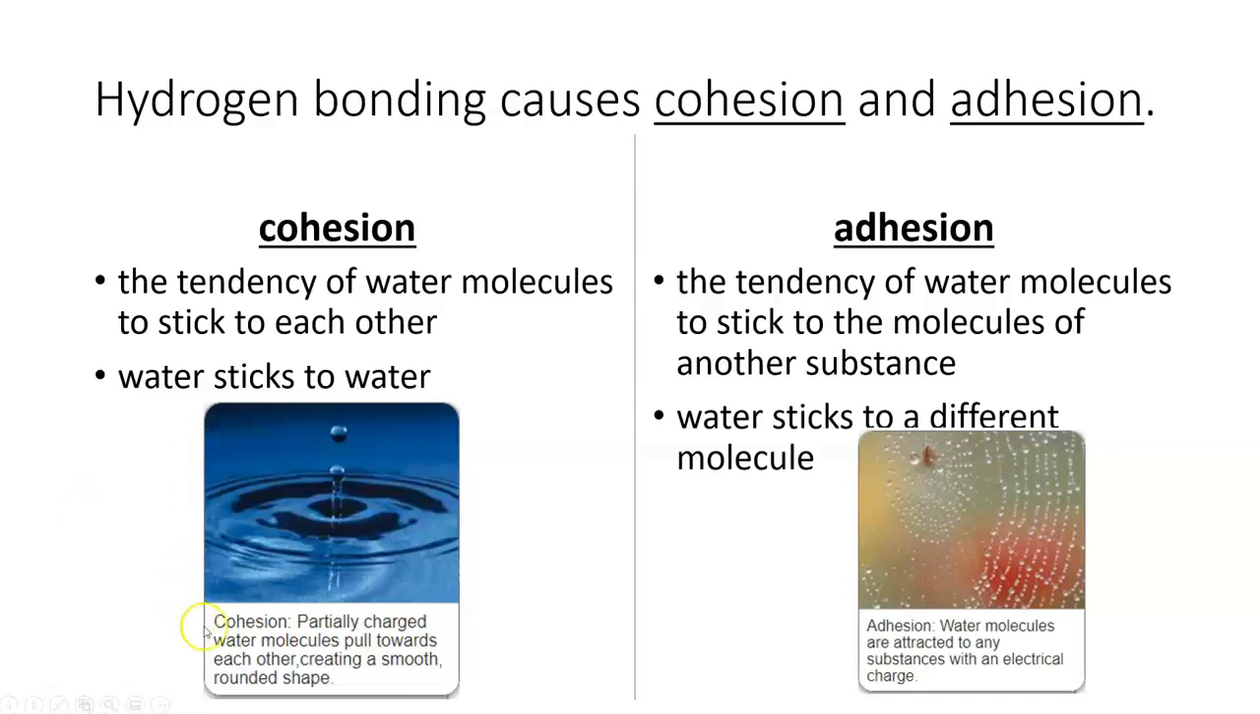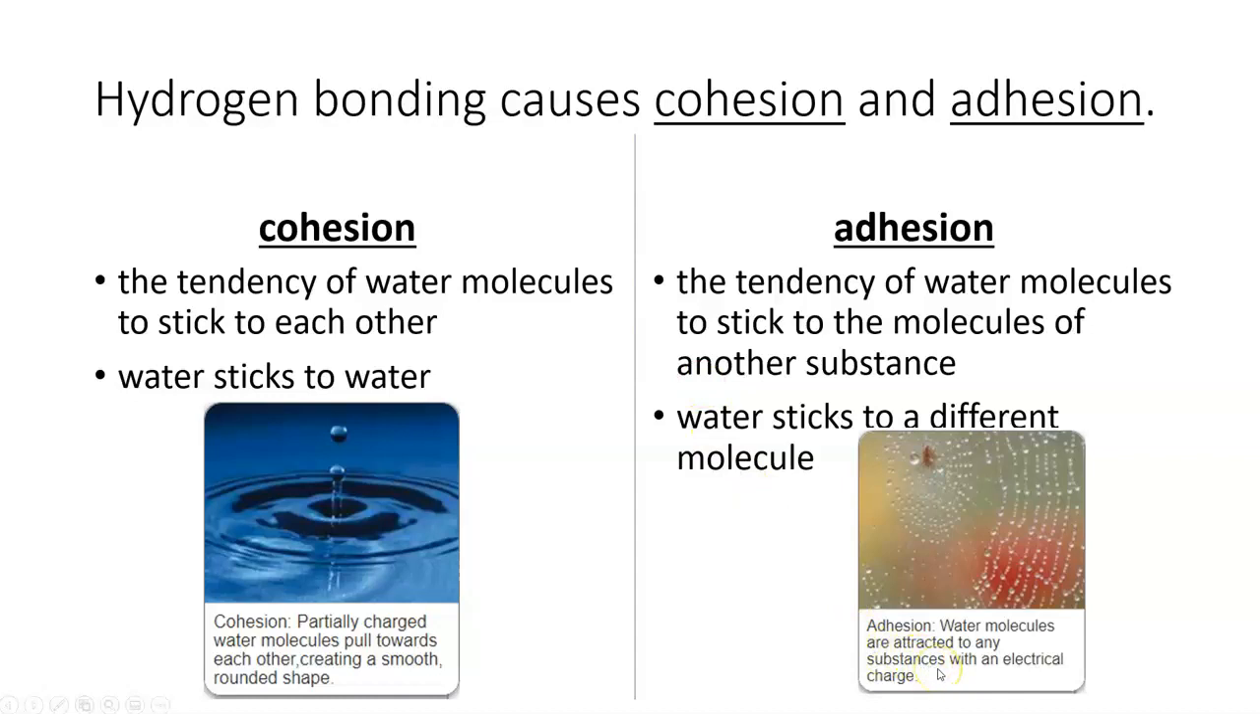Okay, so cohesion is partially charged water molecules pulled towards each other, creating a smooth, rounded shape. So when you see water droplets, that is due to cohesion. It's the tendency of water molecules to stick to each other. Adhesion is the tendency of water molecules to stick to the molecules of another substance. Okay, so water sticks to a different molecule.